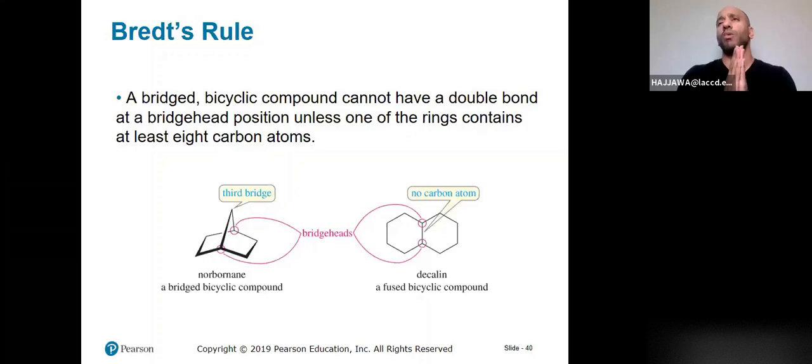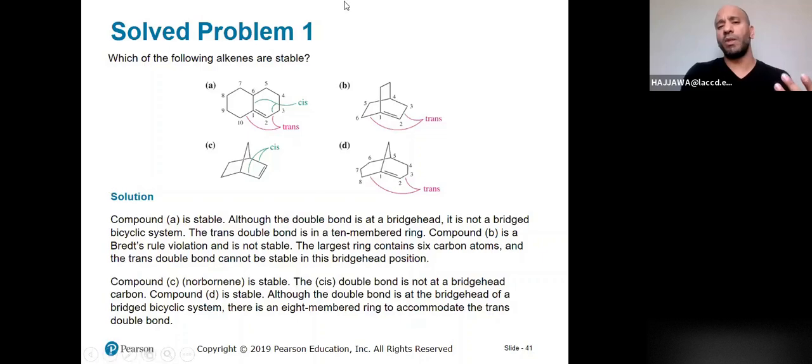Bredt's rule, what is this rule about? If you have a bicyclic compound, a bicyclic alkene, the structure will prevent having a double bond around the bridge. So those fused rings, obviously the bridge will not have any carbons within it. But if you have a bridge in the structure, the double bond is preferably away from the bridge. That's what this rule is about. So if I look at this example, what it's telling me is which of those is stable and which of those is not stable and why.